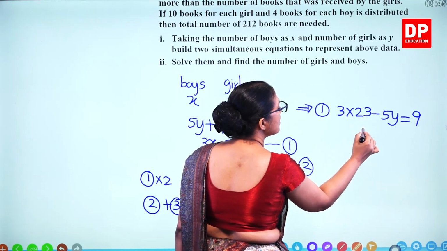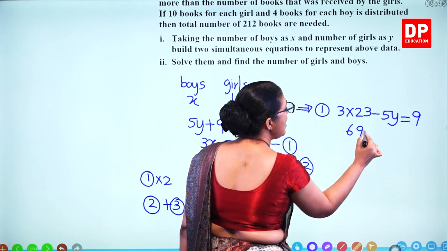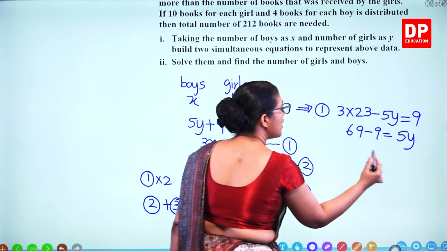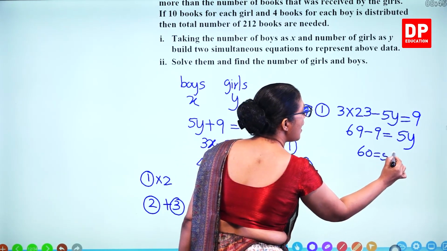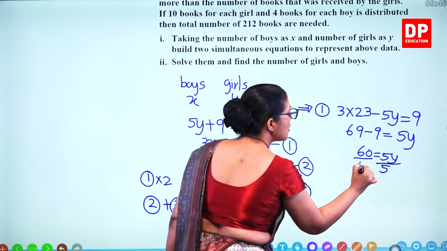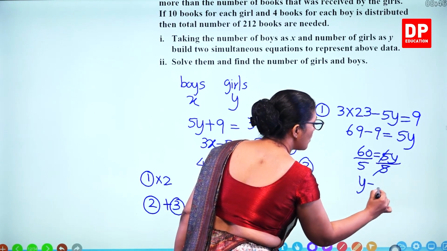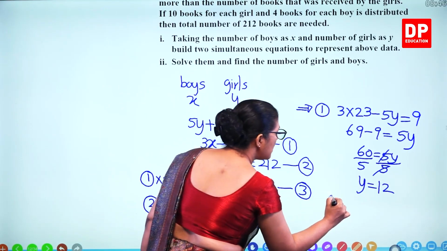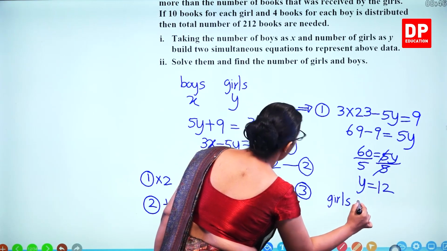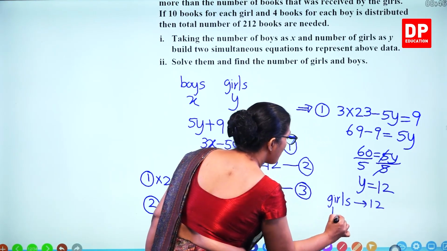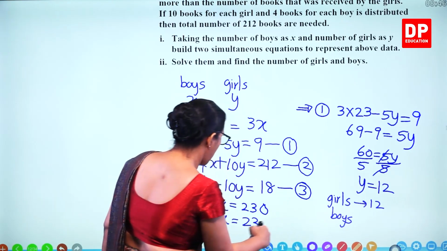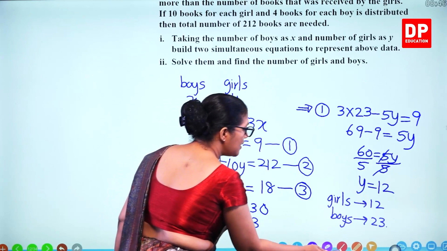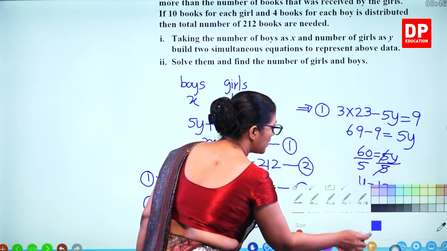So you get 69 minus 9, I'll take it to this side, becomes 5y. So 60 equals 5y. Divide by 5 to get the y value. y equals 12. So that means the number of girls is 12. The number of boys, that's x, is 23. So 23 boys and 12 girls.